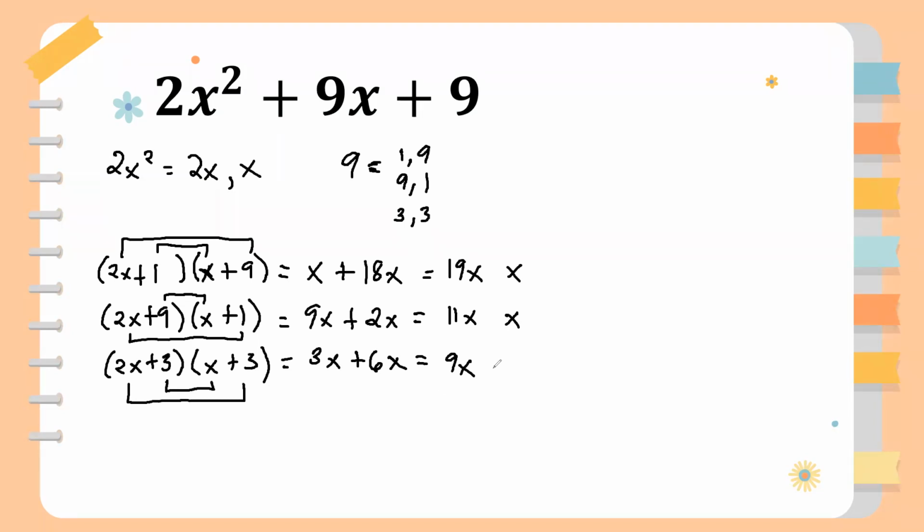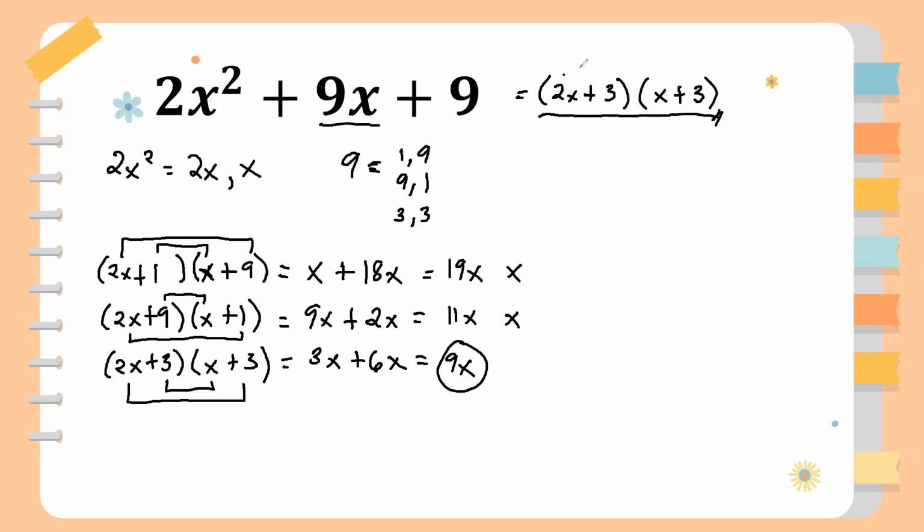Now, since if you observe parehas silang dalawa, ibig sabihin ito na yung tamang factored form natin. So, this is the final answer. We have 2x plus 3 times the quantity of x plus 3. Right? So, paano nyo malalaman kung ito ba talaga? You simply multiply using FOIL method.